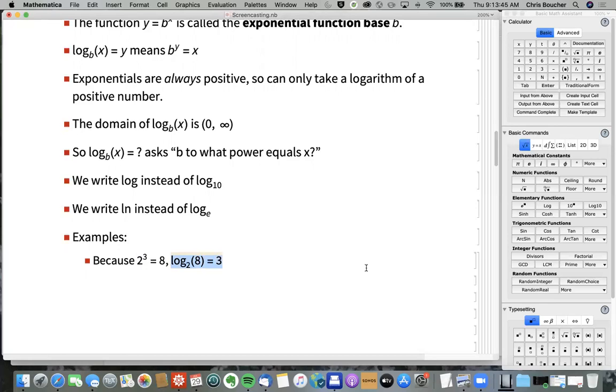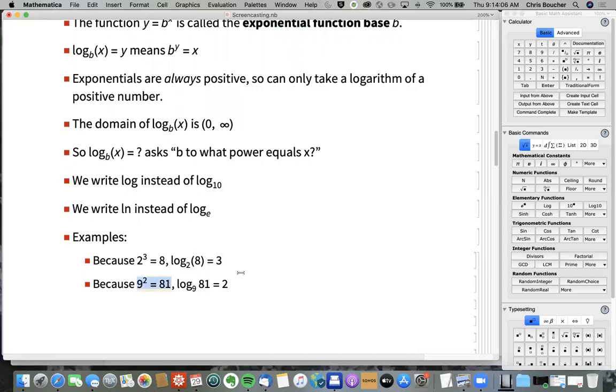Logs and powers kind of go in opposite directions. If 2 to the 3 is equal to 8, so the exponential base 2 maps 3 to 8, the logarithm base 2 is the inverse. It maps 8 back to 3. They go in reverse directions. Let's do a few more examples.